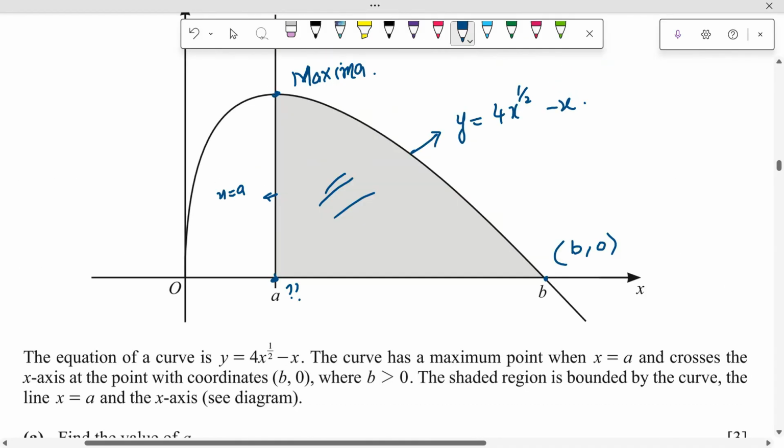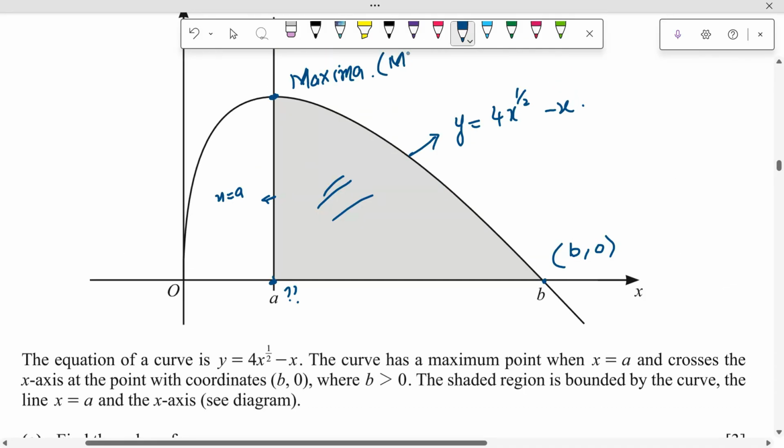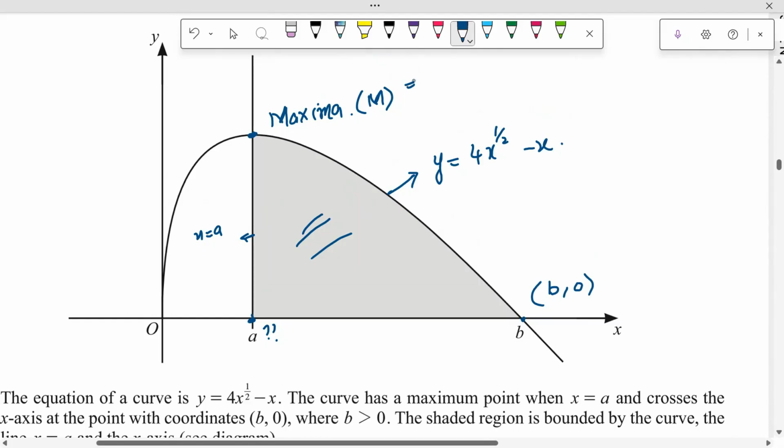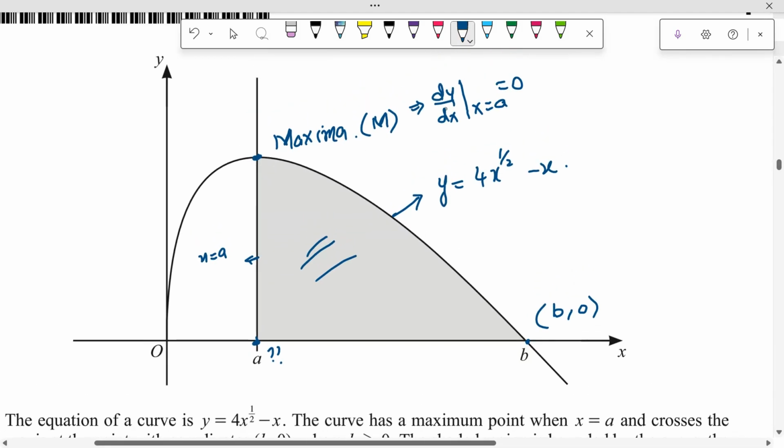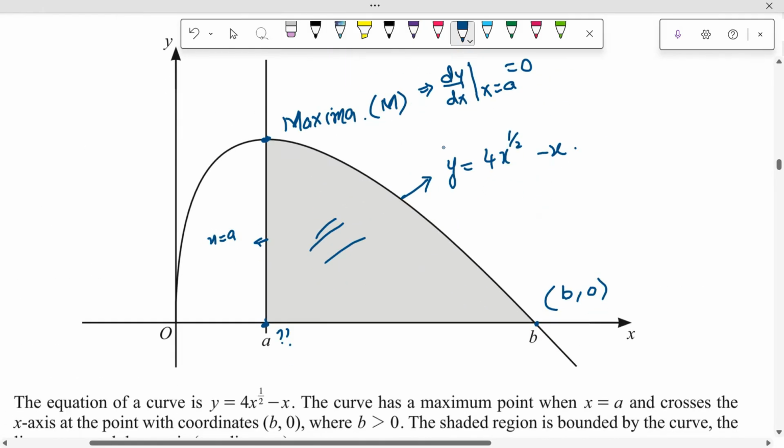We need to find the value of a. We know that this is the maxima. So at the maxima, the gradient of the curve should be 0. When x is equal to a, it should be 0, because if this point is a maxima, the derivative at the maxima should be 0. So we need the derivative of the curve.